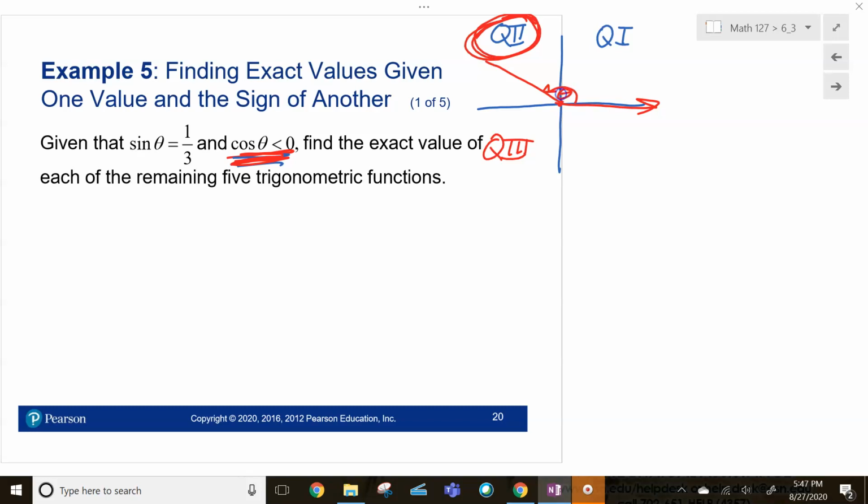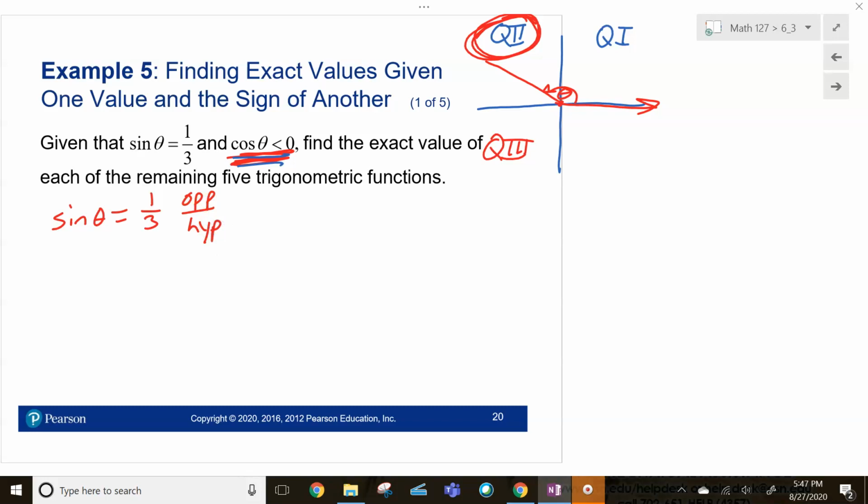Here's my theta, that's my angle. Now I know that the sine of theta is a third, and so I'm going to revert to my right triangle trigonometry. Remember, a sine is opposite over hypotenuse. Now I kind of have to jimmy rig this.